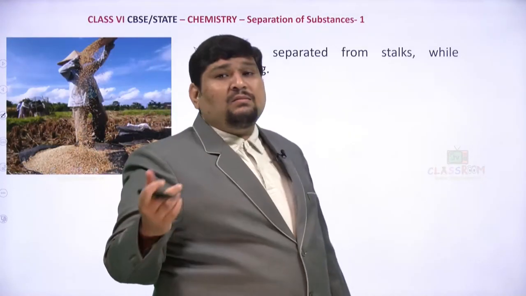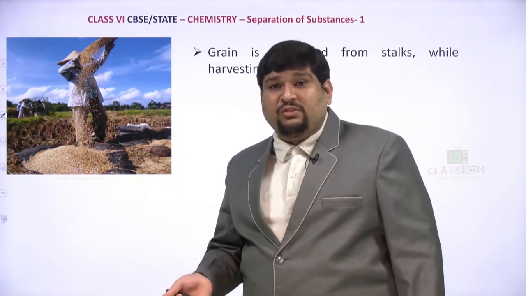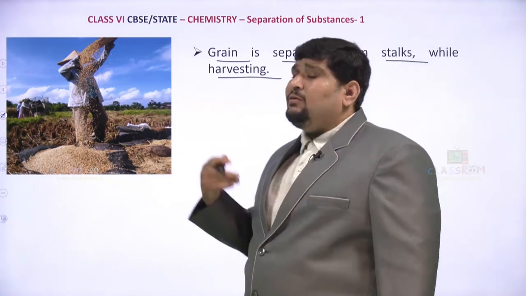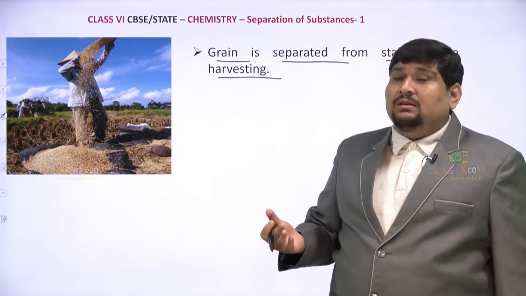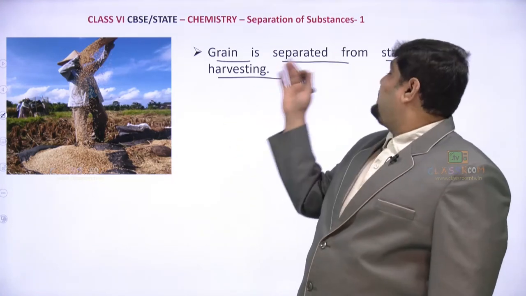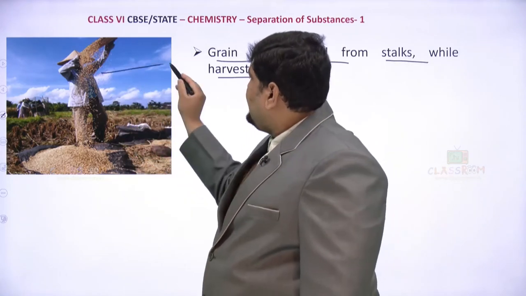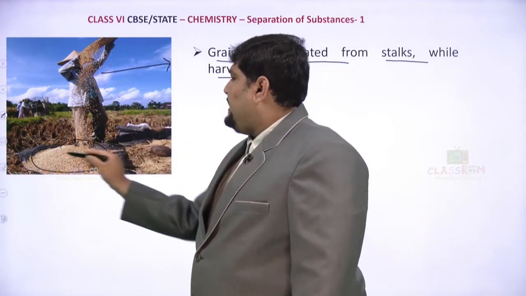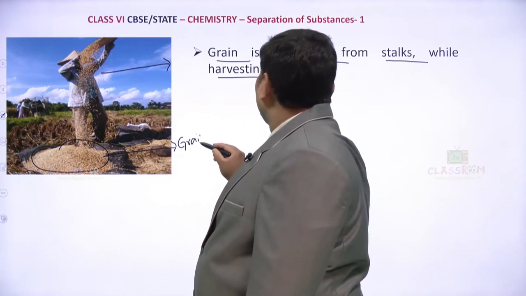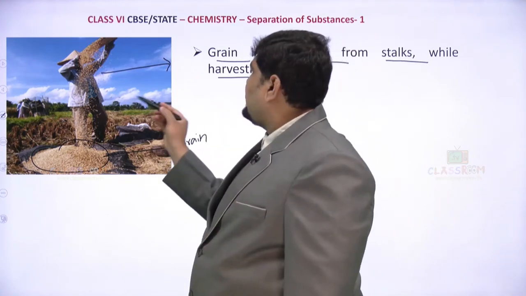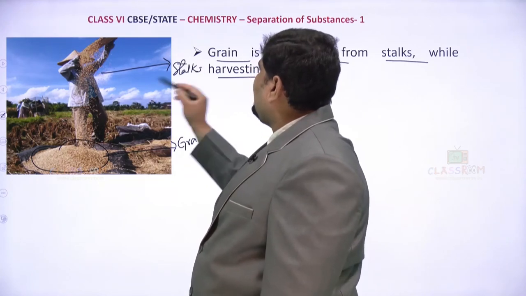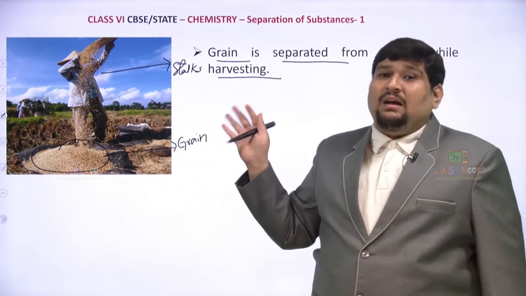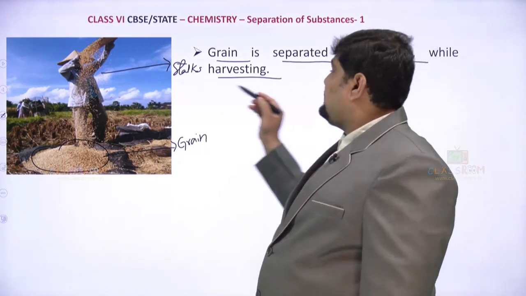Yes. Next, coming to the other pictures. Apart from that, there are other separation techniques also which we will be learning. First is grain being separated from stalks while harvesting. I think most of you children know it very well. During harvesting, you can find how grain is separated from stalks. All the unwanted material gets moved out and you can find the grain collected here. Grain is separated from stalks. You can find all the stalks get washed away or moved away along with the air, and then the remaining part is how the other parts get selected.